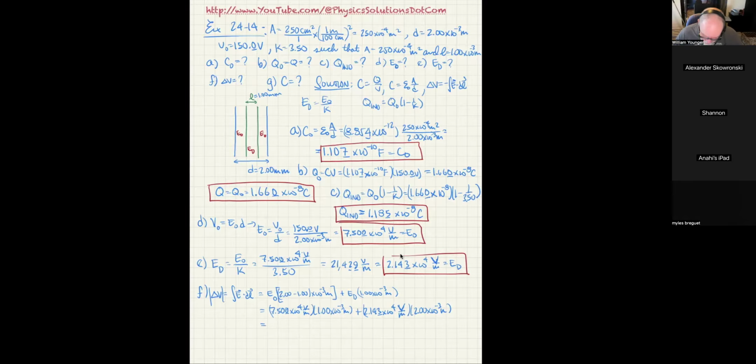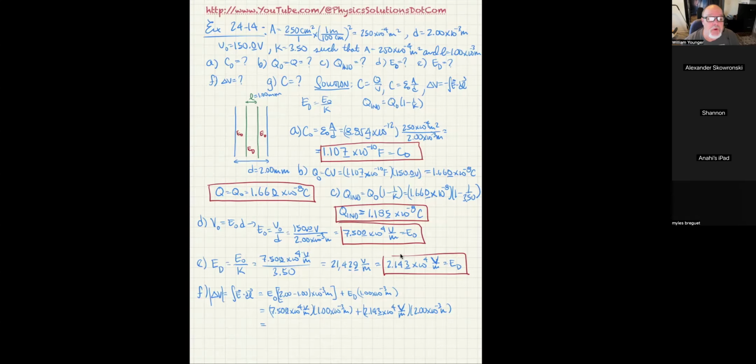The whole gap is 2 millimeters, and then the whole of that is 1 millimeter. Let's see if I got anything else different. 2.14, I got that. 7.5, 1 to the negative 3. And then that divided by 3.5. D minus L, that works. And D minus, okay. So yeah, this should work out to be the right numbers.